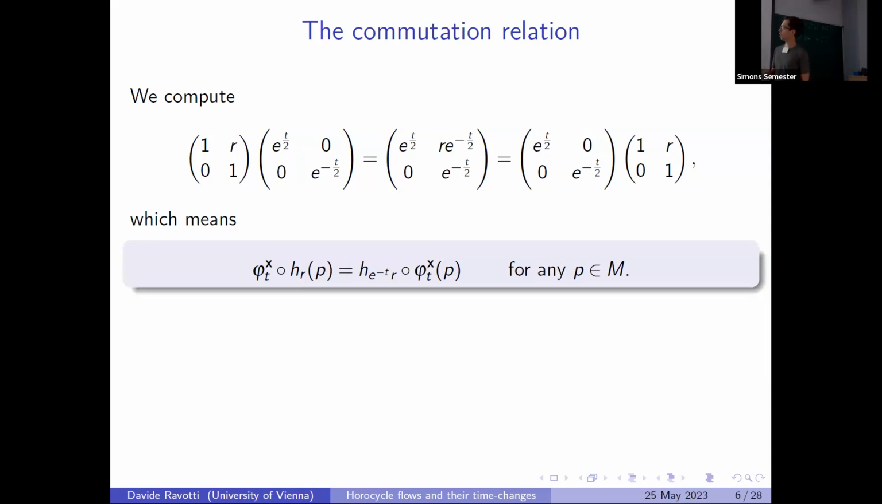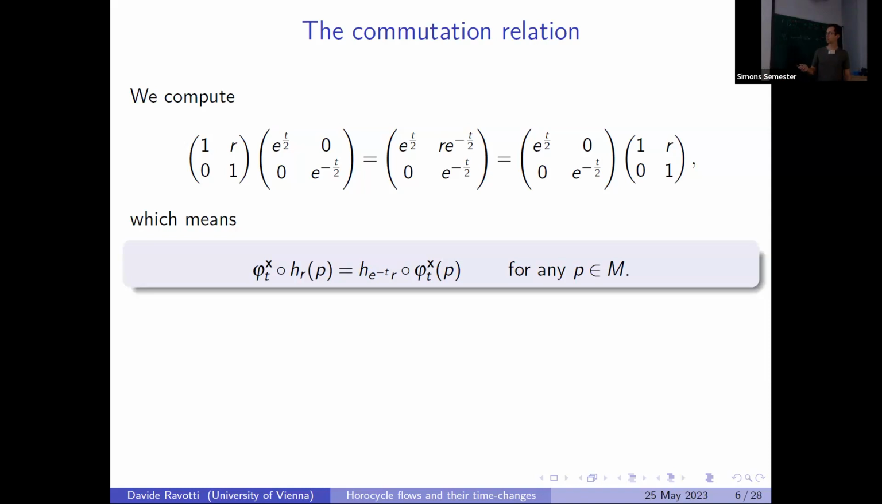And now this matrix is wrong. Here there should be an e to the minus t r. So this corresponds to composing with the horocycle flow for time e to the minus t r. This holds for any point because this is just a matrix product. So what this is telling me is that these flows do not commute, but, well, there is a picture in the next slide. The orbits close up, although the length in the horocycle direction is being shrunk. So the larger t gets, the shorter this length becomes.